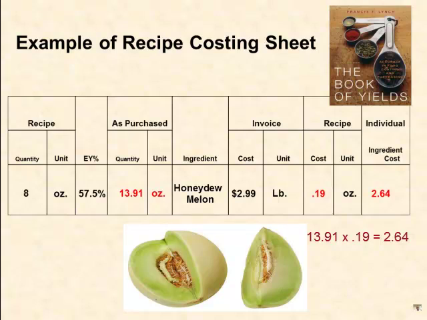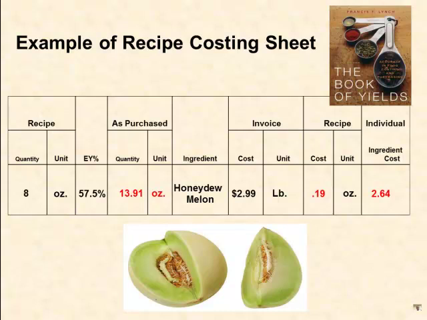Multiplied by today's price of 19 cents an ounce gives us $2.64 for 8 ounces of honeydew melon. Okay? Now, you would just do this for every item in your recipe: your kiwi, your honeydew, your cantaloupe, your watermelon, blueberries, whatever is in your recipe. You would do this all the way up, and then you get to the bottom and total up your total recipe costs. All right? So that's the basic explanation on it.